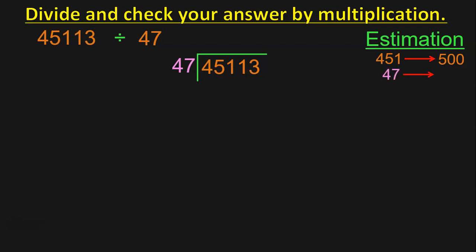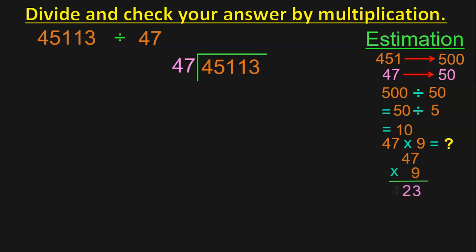And rounding off 47 to the nearest tens will give you 50. So 500 divided by 50 is 50 divided by 5, which is 10. But if you multiply 47 into 10, you will get 470, which is going to be bigger than 451. So let us try 47 into 9. 47 into 9 is 423, which is lesser than 451. So let us take the quotient to be 9. 47 into 9 is 423. When you subtract these two, you get the remainder to be 28.